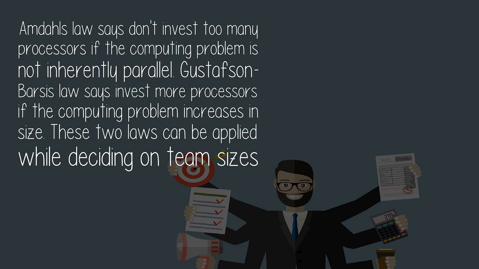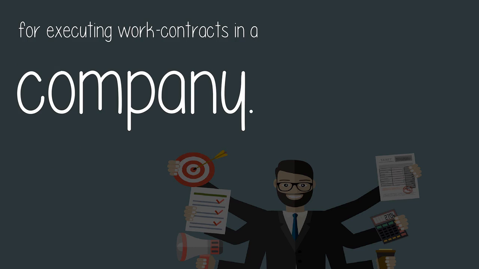A good example from the productivity world is Amdahl's law, which says don't invest too many processors if the computing problem is not inherently parallel. Gustafson-Barsis's law says invest more processors if the computing problem increases in size. These two laws can be applied while deciding on team sizes for executing work contracts in a company.